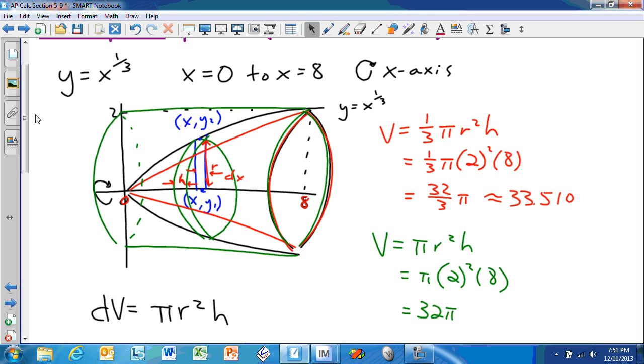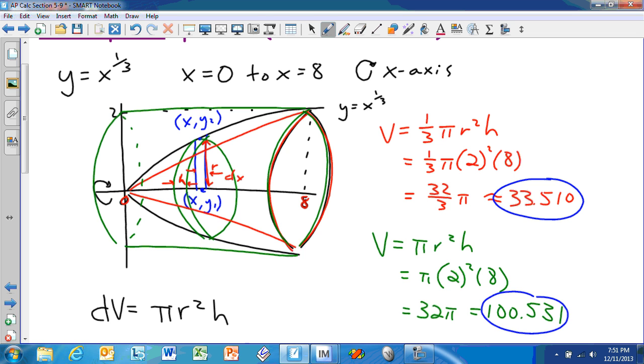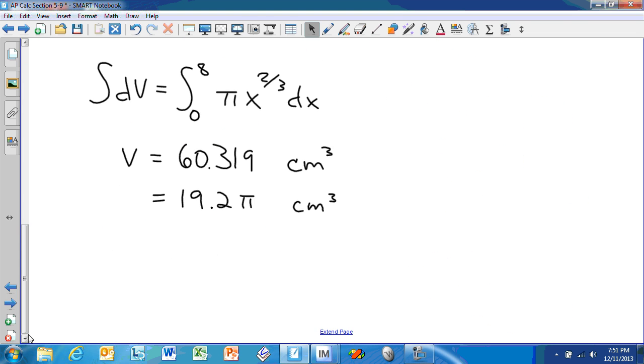And 32 pi, if you punch that into your calculator, 32 times about 3, that's going to be 96, well, a little bit more than 96. What do we get? 100.531. Again, what this does is it gives me a range. I know that my answer has to be between 33.5 and 100.5, basically is what that tells me. And since we got an answer that was 60, that's at least in the ballpark. I still don't know if that's the right answer, but it at least is reasonable.